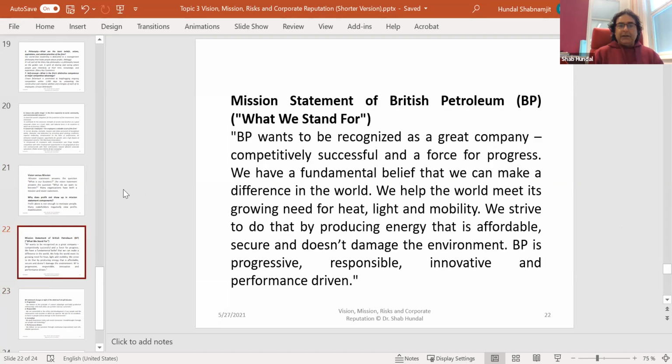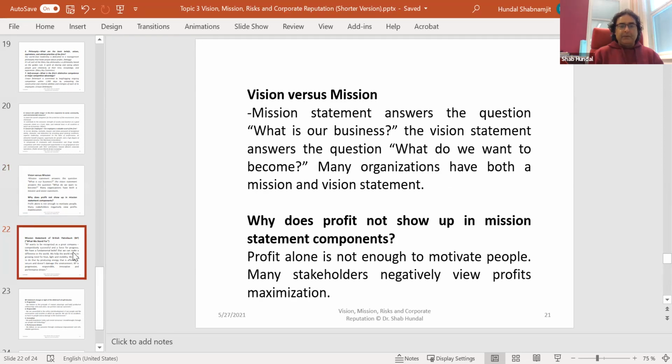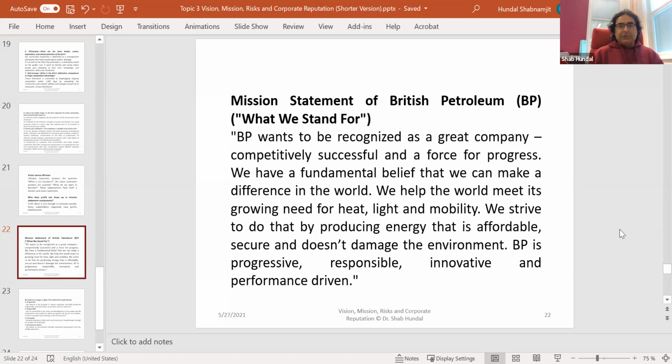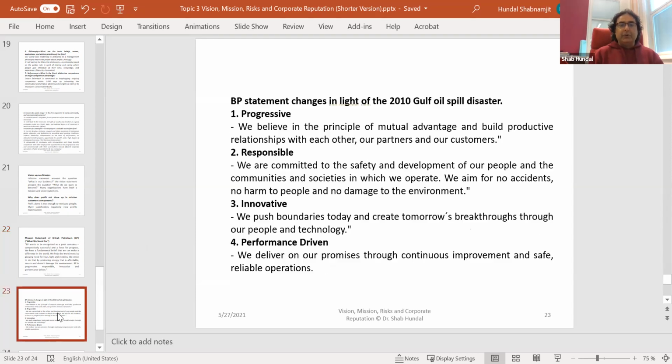But here I mentioned BP. One more example. BP wants to be recognized as a great company, competitively successful, and a force for progress. I remember why I put this slide. I can give you a task: could you also recognize point 1, point 2, point 3 by yourself here? When you read it, you may find out that, hey, they are having point 1 but not point 3, they're having point 5 but not point 6. So you can critically analyze this as a task. But of course, you don't have to do it, because you have your own company to look at.